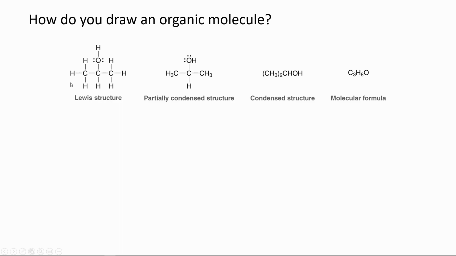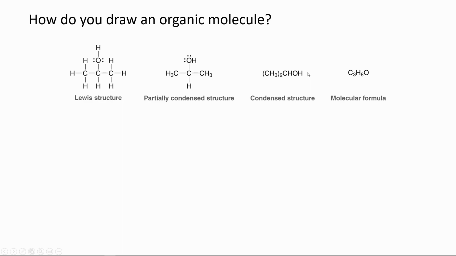We can condense the Lewis structure into the partially condensed Lewis structure, and what we see here is that the bonds between carbon and hydrogen are no longer drawn out explicitly. We're just assuming that those three hydrogens are bonded to this carbon. We also see that the bond between heteroatoms and the hydrogen is not drawn out, but it's condensed. So the partially condensed structure is going to be a more compact way of drawing out the molecule.